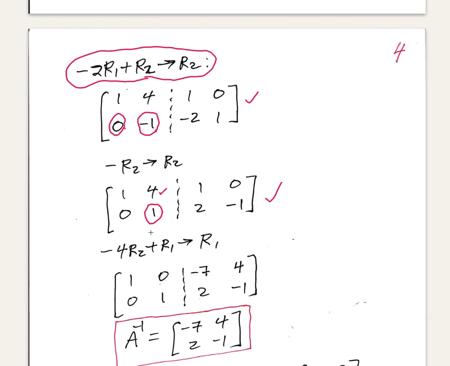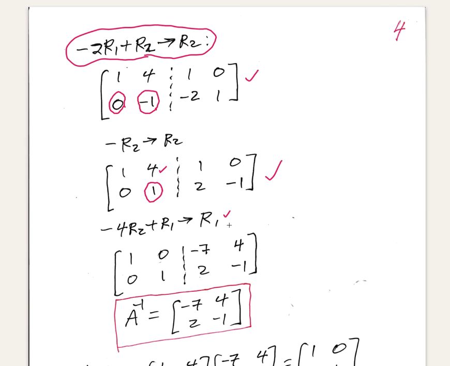We're going to go -4 times row 2 added to row 1 replaces row 1. Okay? So I go -4 times 0 added to, well, I should say, hold on just a second. Just transcribe the second row since the second row is not changing. So 0, 1, 2, -1. Okay? -4 times 0 added to 1 is 1. Good. We didn't mess up the first column, right?